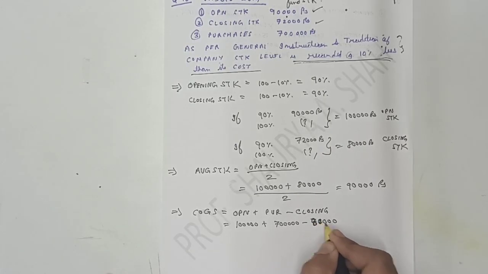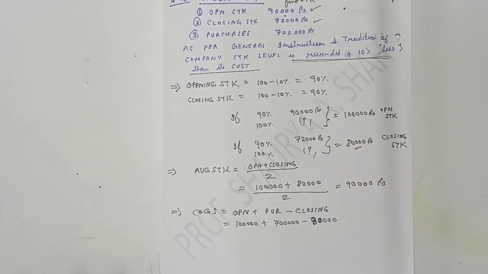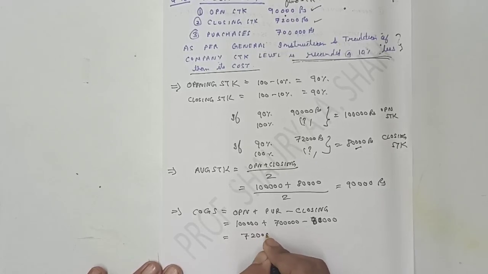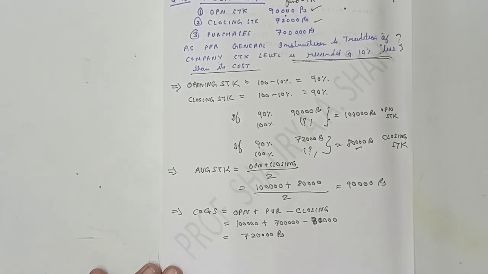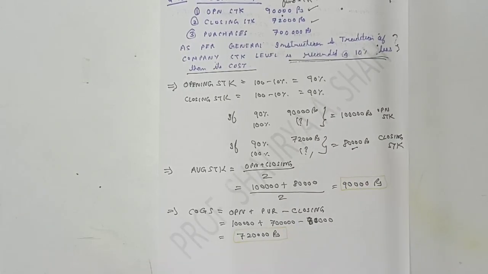Here again, see, I have also committed the same mistake purposefully. So what is it? 1 lakh plus 70,000, 7 lakh plus 80,000. Is it clear? So you will get the answer, students, of 7,20,000 rupees. Fine. So 7,20,000 is my cost of goods sold and average stock is my 90,000.